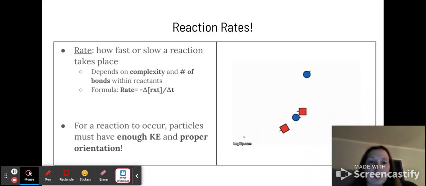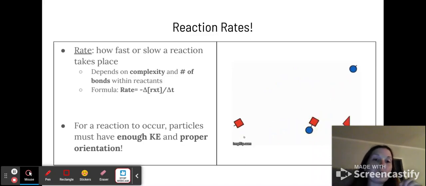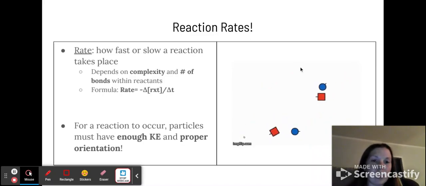And for a reaction to occur, particles must have enough kinetic energy, so they have to hit hard enough, and then proper orientation, they have to hit the right way. As you can tell in this little GIF over here, you see these particles are hitting each other, but only when they hit the correct way are they able to form a bond.